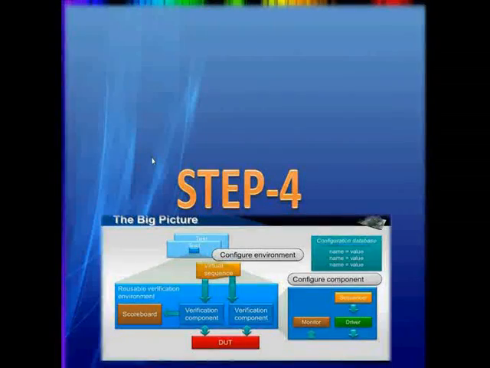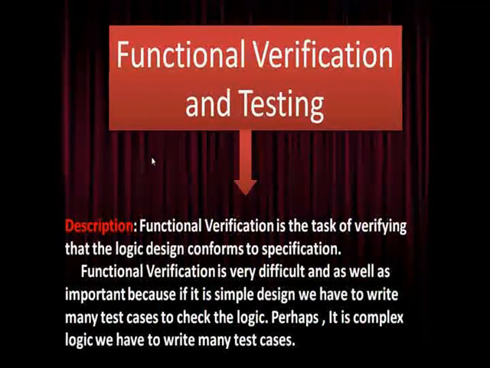Step 4. Functional verification and testing. Functional verification is the task of verifying that the logic design conforms to the specification. This functional verification testing is very difficult to do because, for example, even for a simple circuit we write a number of test cases. If we take a complex digital hardware circuit, we have to write many more test cases. That means 1,000, 10,000 test cases. That is a very hard task. But this functional verification testing is a very important task.